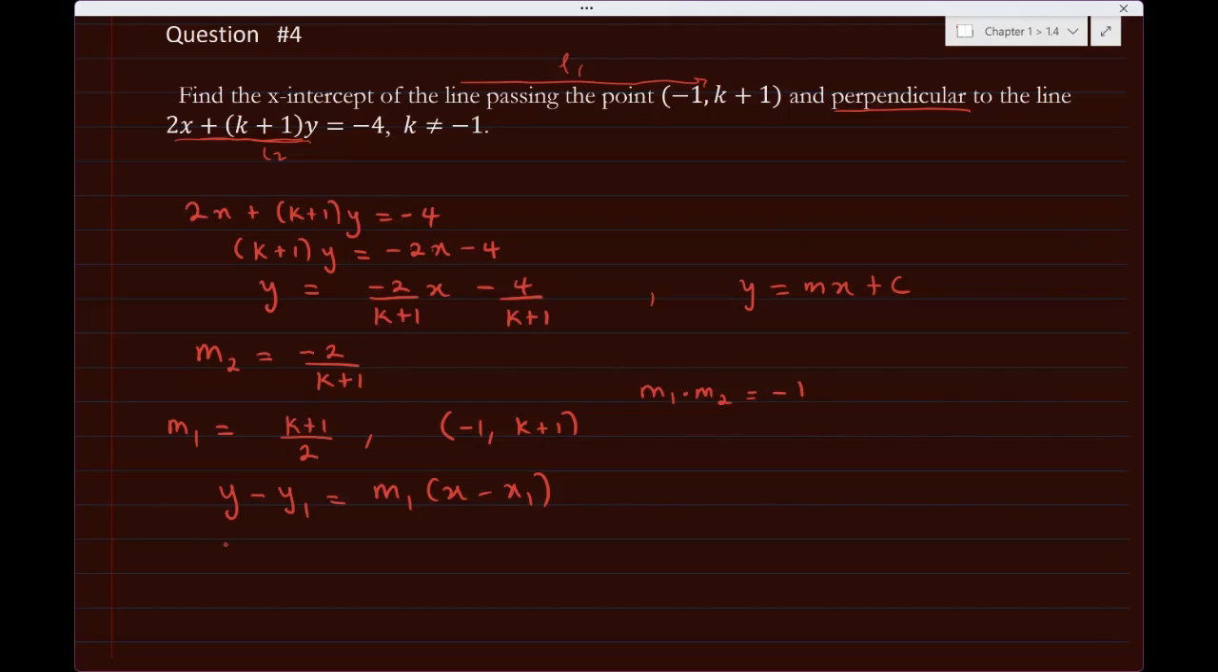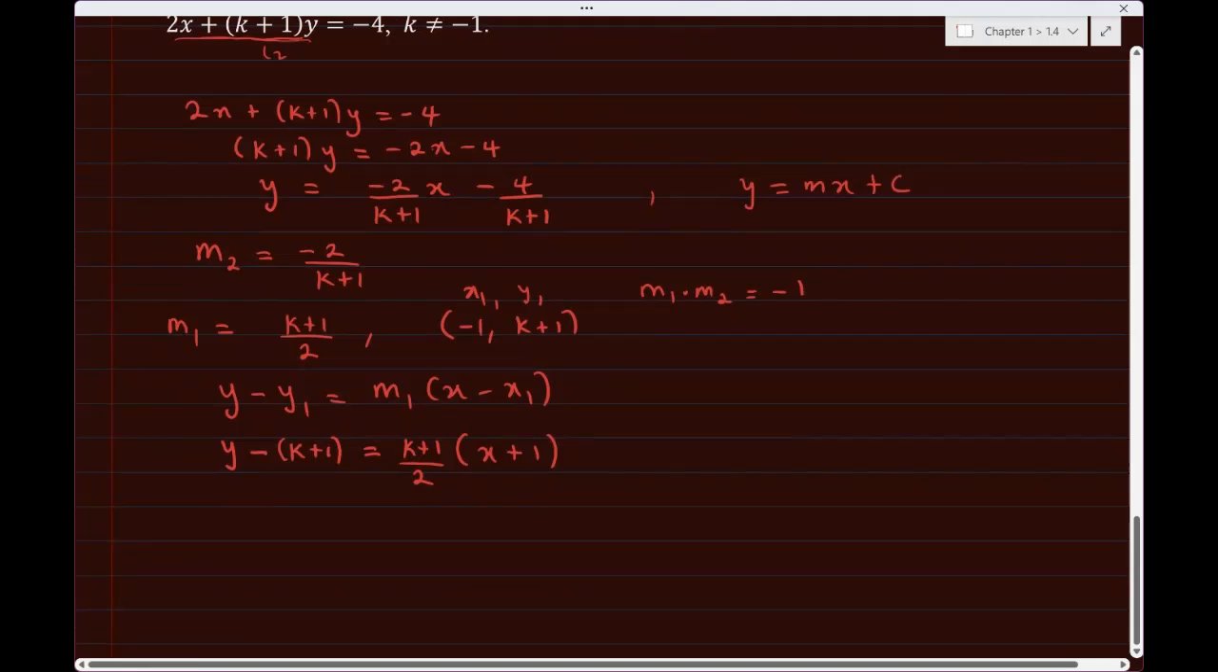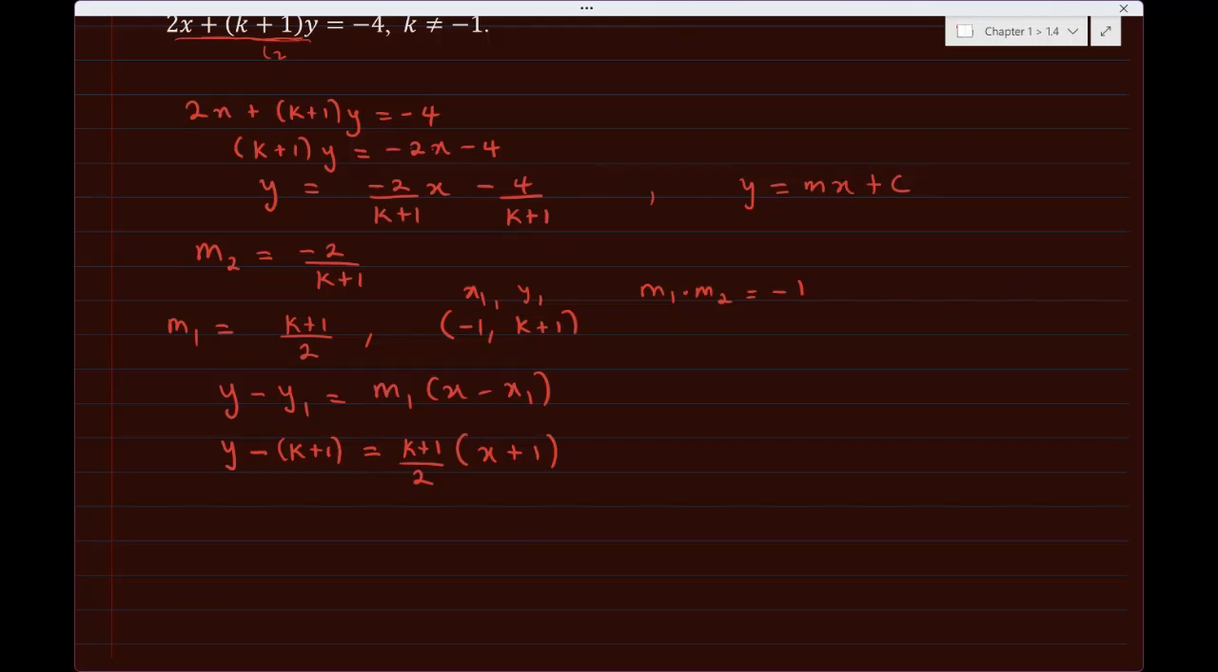So with this, we will use this point: y minus y1. We'll take this as x1, and we take this as y1. So this will be k+1, right? And y - (k+1) equals (k+1)/2 times (x + 1). Yes, because we have -1, so minus minus 1, we have plus 1. Then this is the equation of the line actually.